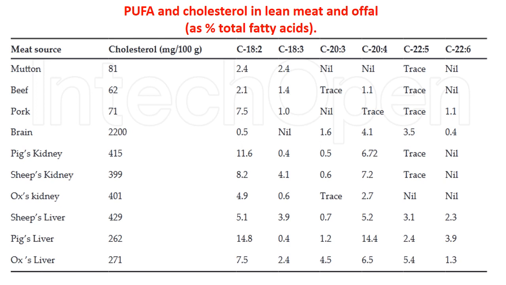Here in this table we can see further details, especially the polyunsaturated fatty acid in different species and organ meat, and also the cholesterol. In the first column on the left side we can see the cholesterol, which is very low in red meat. It is high only in organs like liver and kidney, and it is very high in the brain.